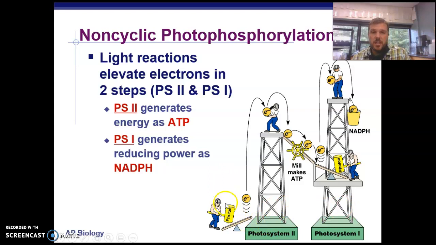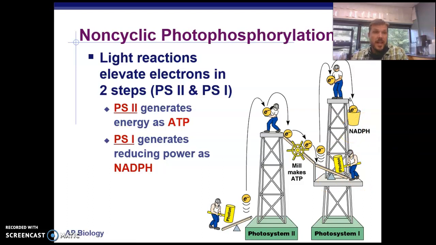So a photon of light comes in and starts the reaction, right? That's going to elevate an electron. And we're going to use that to power this mill that makes ATP. That's photosystem 1. This would be ATP synthase. Then that electron is going to continue along to photosystem 1. Another photon is going to come in, and it's going to excite chlorophyll at a slightly different wavelength. And it's going to elevate the electron to an even higher level. And then if there's NADP plus available, NADP reductase is going to convert that NADP plus into NADPH.